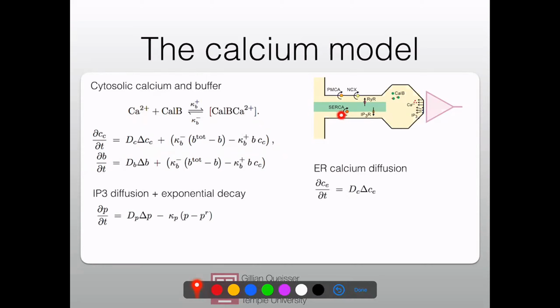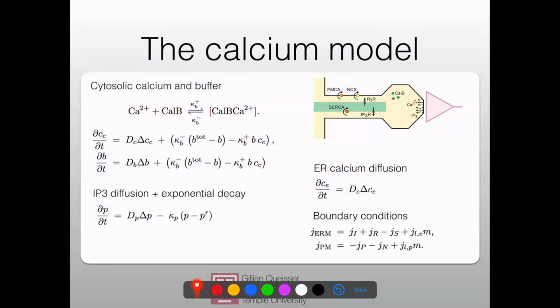And the green region is the endoplasmic reticulum. Inside the endoplasmic reticulum, we assume that endoplasmic calcium can diffuse. There is work that shows that the endoplasmic reticulum seems to be a connected organelle, so calcium can freely move within that organelle. So we assume diffusion.